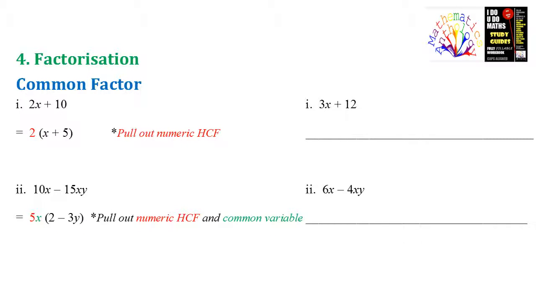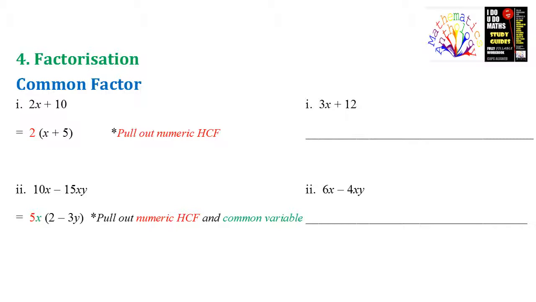Let's now look at factorization. The first type of factorization that you should always look for is common factor. So let's practice pulling out the common factor in different expressions. So the first expression we are given is 2x plus 10.